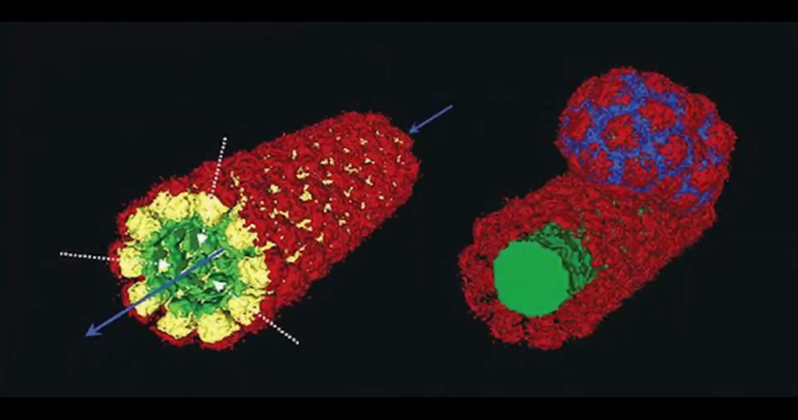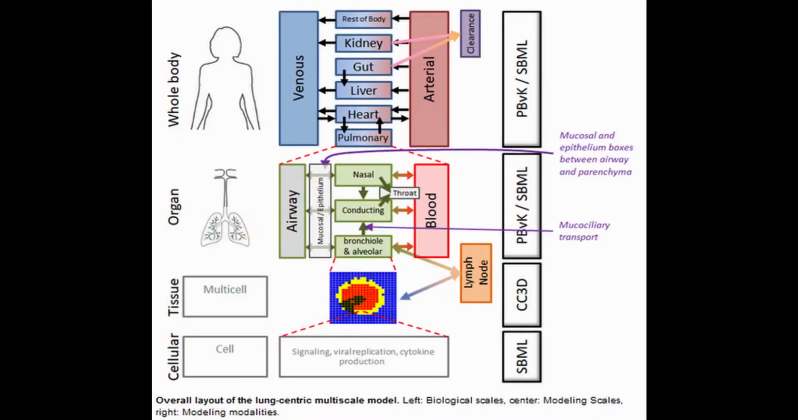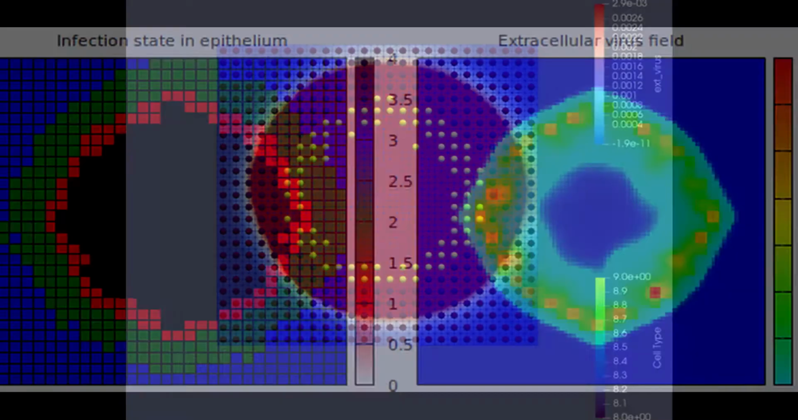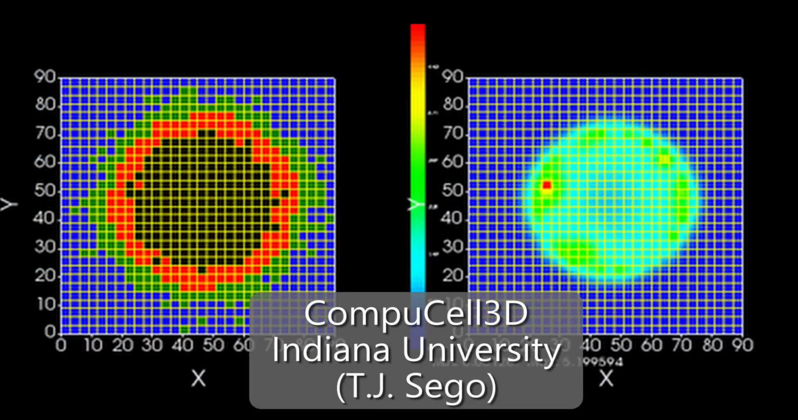Many of these questions can be addressed with virtual tissues. Virtual tissues are predictive computer simulations of the complex multi-scale interactions that occur within the body during the course of infection. For instance, primary viral replication, local and systemic immune response, viral clearance and recovery.